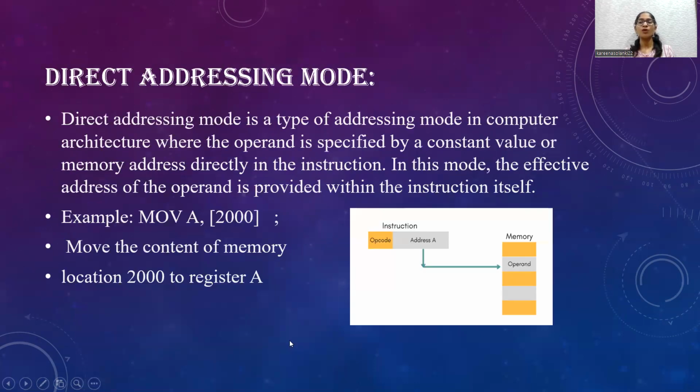The next addressing mode is direct addressing mode. It is a type of addressing mode in computer architecture where the operand is specified by a constant value or memory address directly in the instruction. In this mode, the effective address of the operand is provided within the instruction itself. For example, MOVE A, 2000, where it moves the content of memory location 2000 to register A.